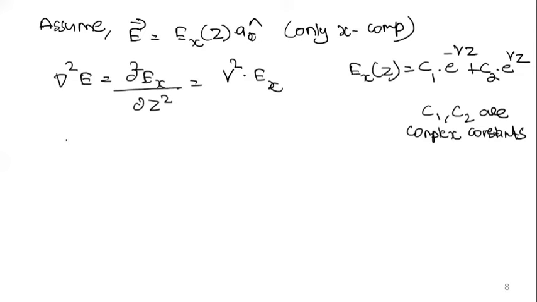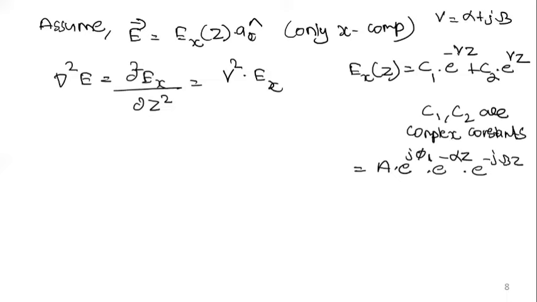So this is actually some basic mathematics I'm talking about. This can be updated as A into e raised to j phi 1 into e raised to minus alpha z into e raised to minus j beta z, because we are replacing gamma with alpha plus j beta.